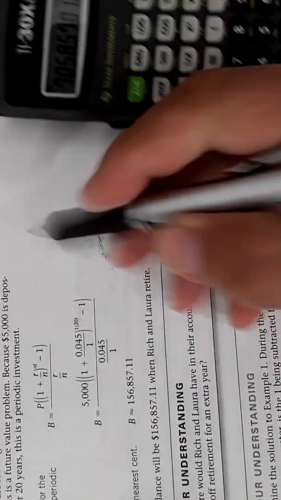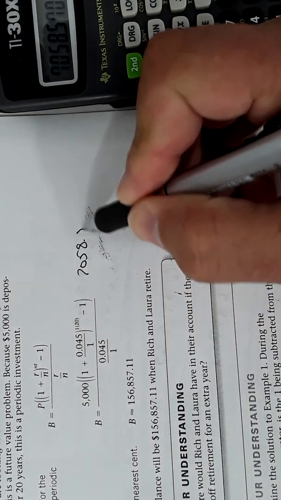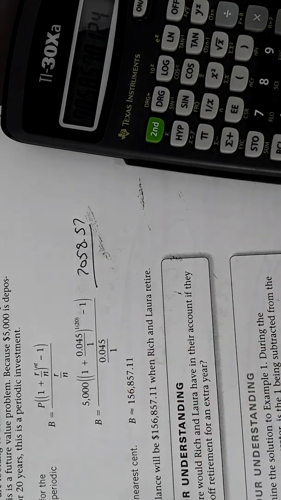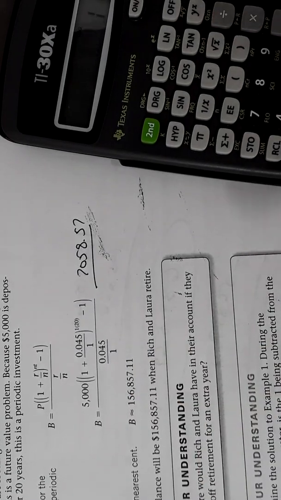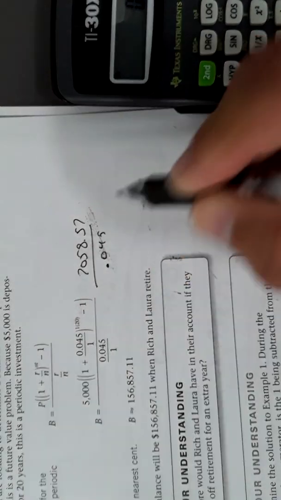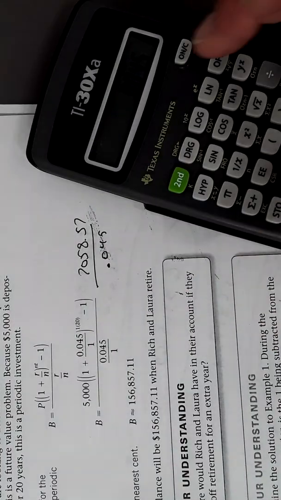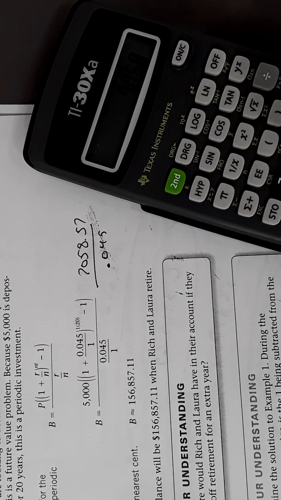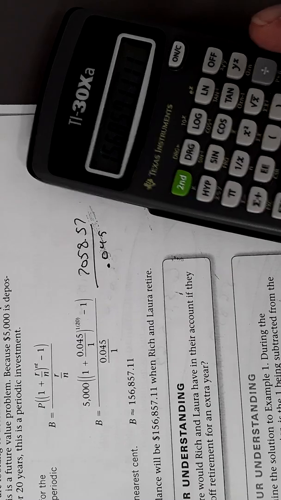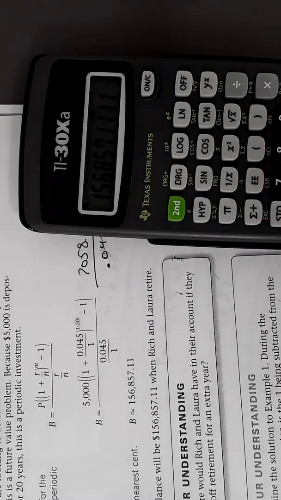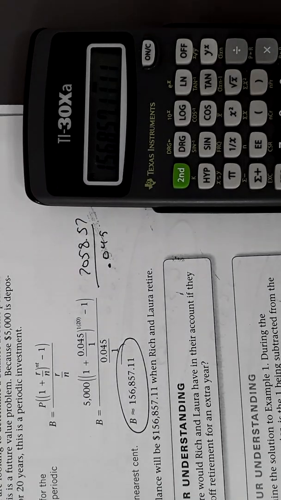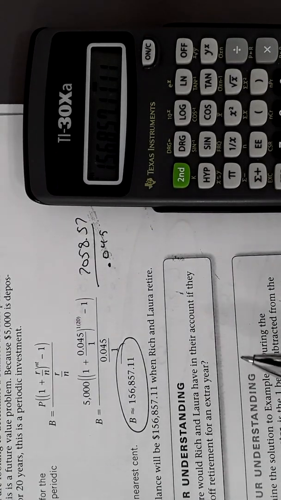7058.57. So this number comes out to be 7058.57 divided by 0.045 divided by 1. Well, anything divided by 1 is itself, so 0.045. So when you divide this number by 0.045, let's see what we get. 7058.57 divided by 0.045 is 156,857.11, which is what they got there. Okay, so when they retire in 20 years, that's what they'll have.